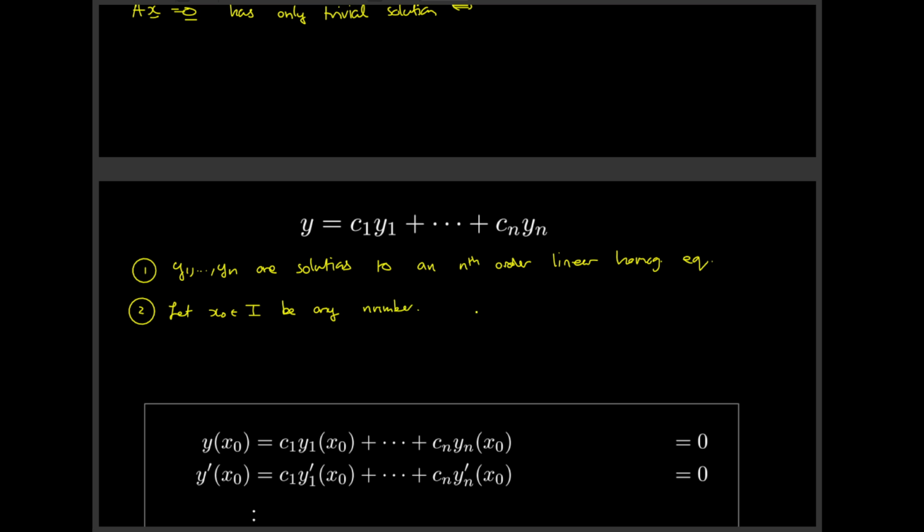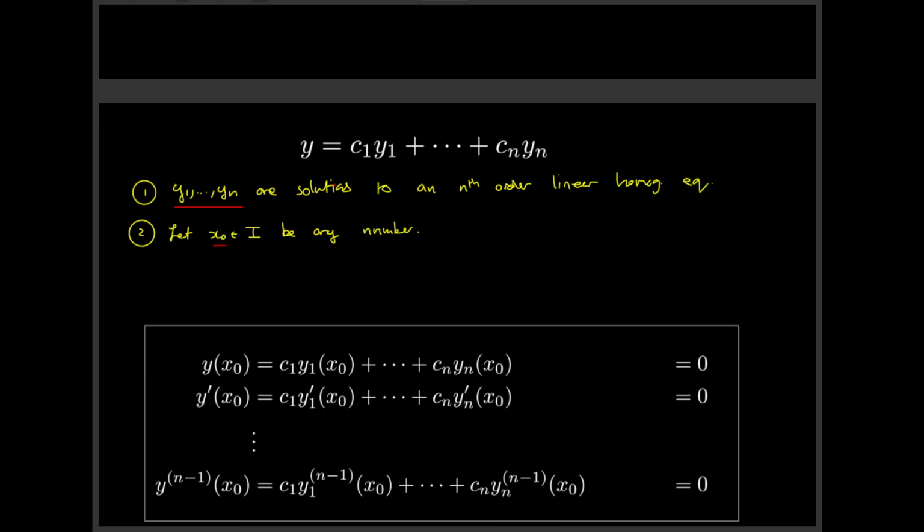Okay, so let's try. We're given this data x0, and we're given that y1 up to yn is linearly independent. Now we want to try and solve the following system, given by this part of the equation. Here we have a linear system. What are the unknowns here? The unknowns are the C's. We are given the functions y1 up to yn, and we're given this point x0. So these here are known numbers, and we're just looking for C1 up to Cn. That's the first thing we're going to do here.